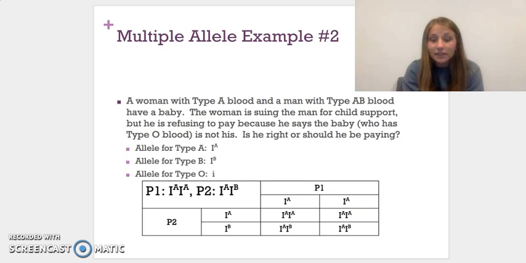When you do this cross, you're going to see that there are no recessive traits showing for the baby. And remember that a recessive trait is only going to show if both parents bring in a recessive type allele. Thus, because the father is type AB blood, he is not going to have the O allele. Therefore, this baby is not his, and he should not be paying child support. He was right.